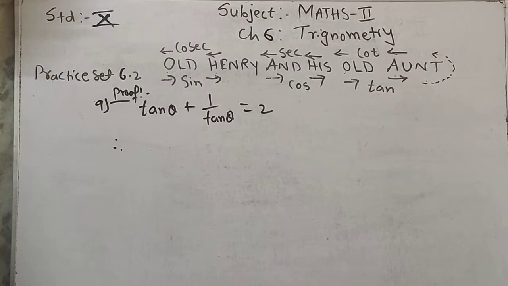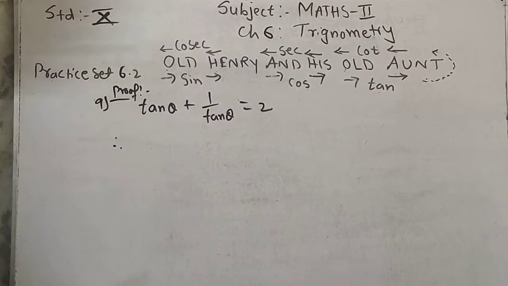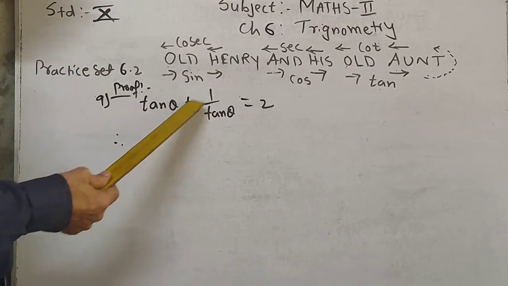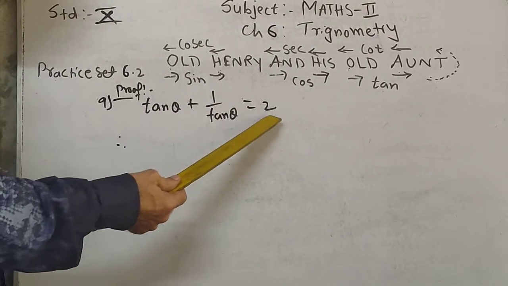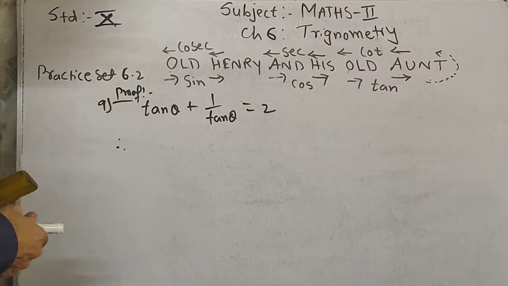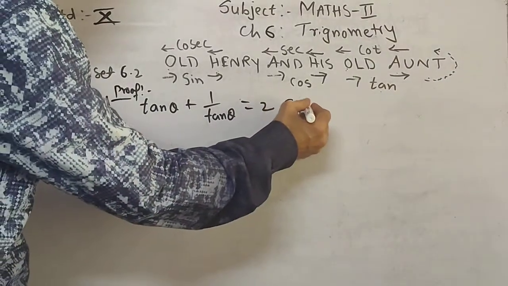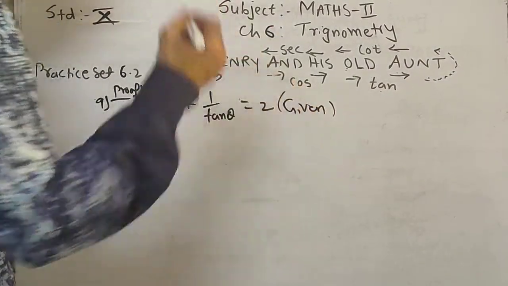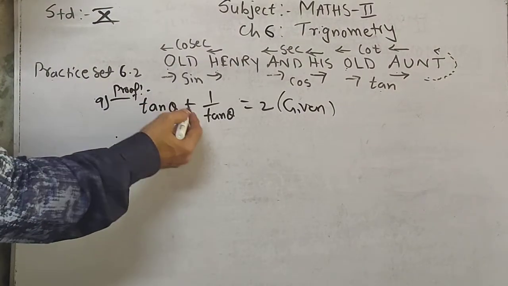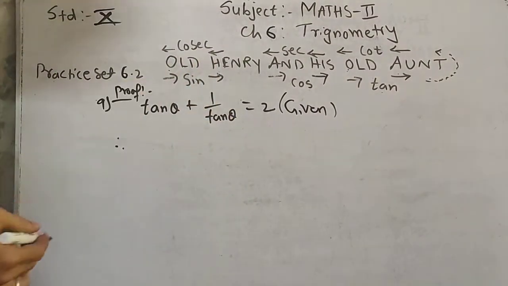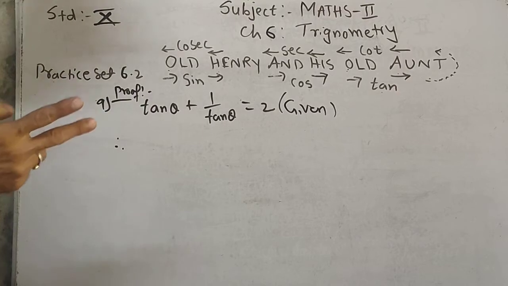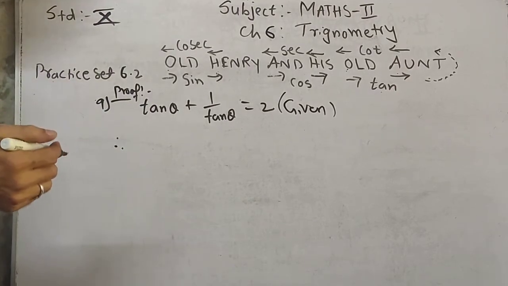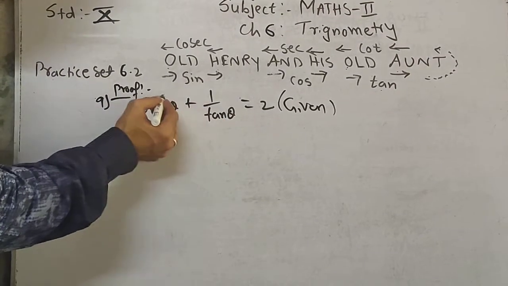Now come to sum number 9. In sum number 9, tan theta plus 1 upon tan theta is equal to 2. This is given to you. And you want to prove that tan square theta plus 1 upon tan square theta is equal to 2. So how to prove it? How to get the square here?